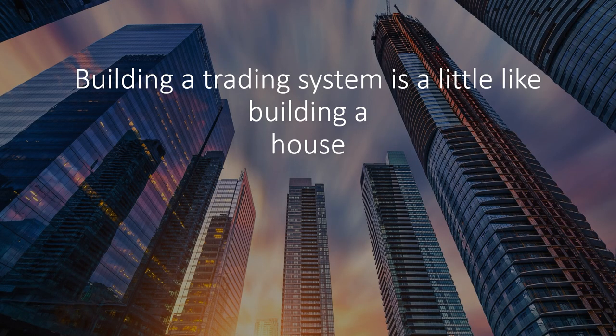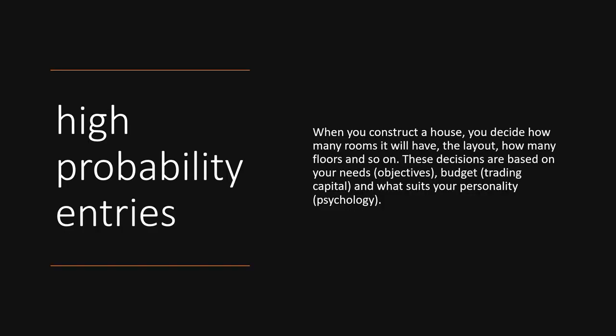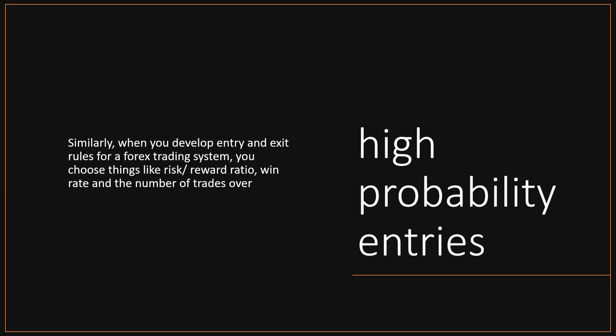So building a trading system is a little bit like building a house. When you construct a house, you decide how many rooms it will have, the layout, how many floors, and so on. These decisions are based on your needs, your objectives, your budget, your trading capital, and what suits your personality, your psychology. Similarly, when you develop entry and exit rules, or triggers, for your Forex trading system, you choose things like risk reward ratio, win rate, and number of trades over a period of time.